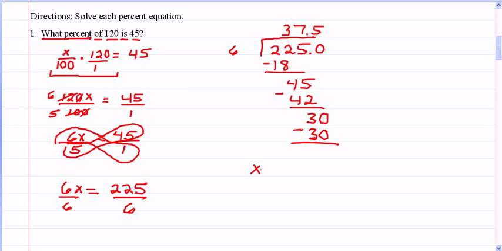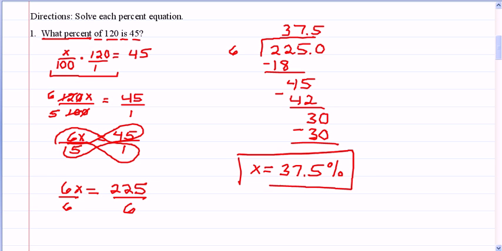So my x is equal to 37.5, but since this said what percent, and I wrote what percent as x over 100, I don't have to move my decimal point over. I just add on the percent symbol, and x is equal to 37.5%.